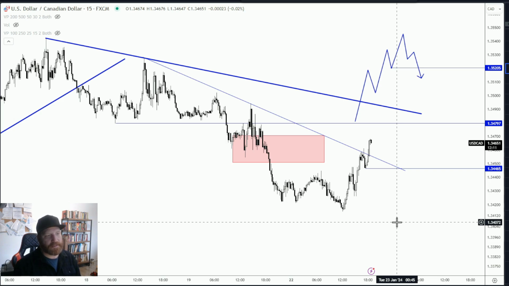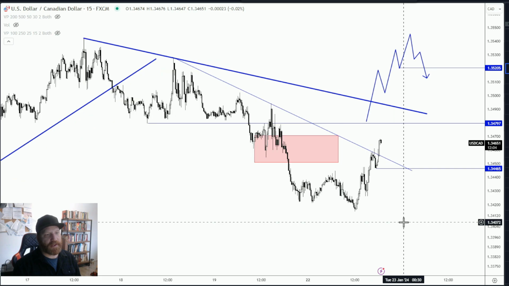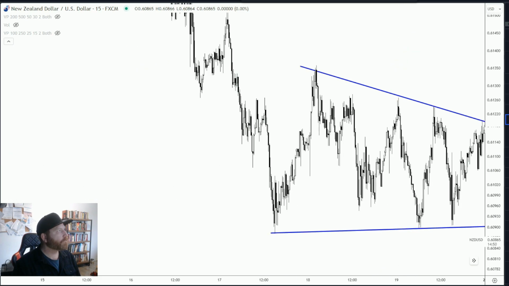And this is the hardest part about trading: you want to identify these highs and these lows, but you have to know when the highs are no longer useful to you. So let me find another example.